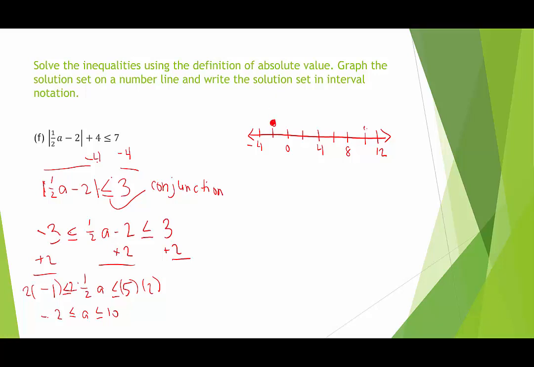And over 10 will also be a closed circle because 10 is part of the solution as well. And we connect it with a nice straight bar. So that indicates that all of the solutions lie between -2 and +10. In interval notation, it's going to be bracket, -2, comma, 10, bracket.